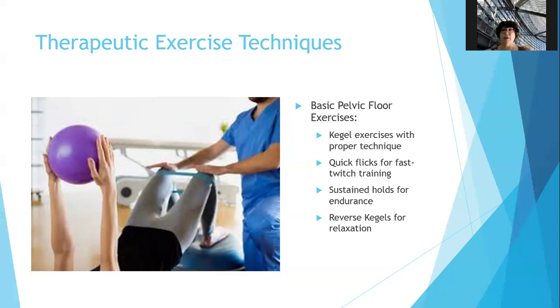The reverse Kegel is where instead of pulling the pelvic floor up and in, you're pushing it out and down, basically. A lot of times people can do a Kegel exercise and contract the pelvic floor up and in, but they have a hard time relaxing the pelvic floor. And that can lead to a lot of pelvic pain syndromes.